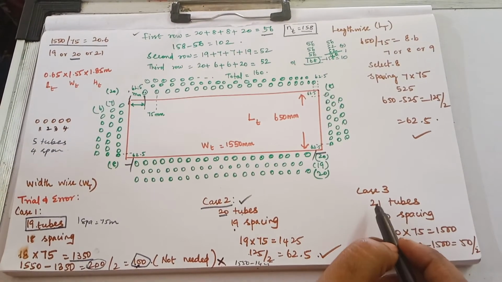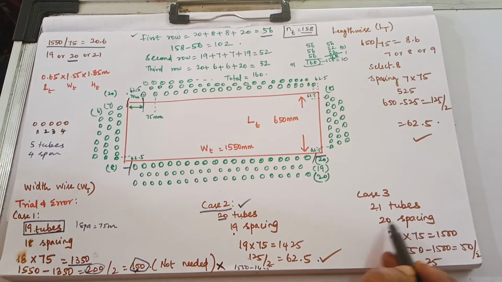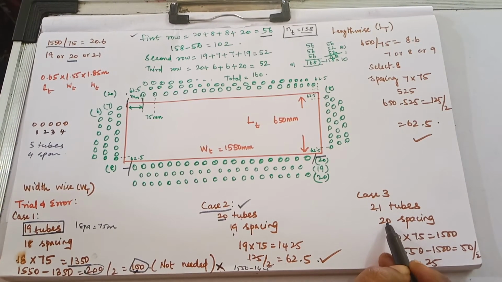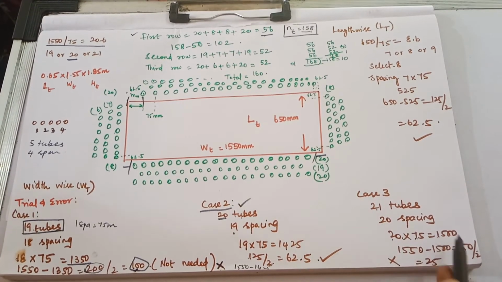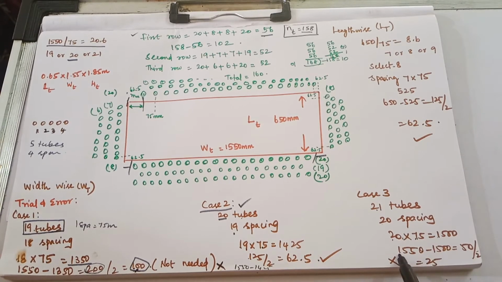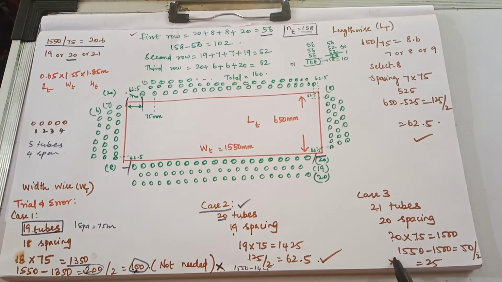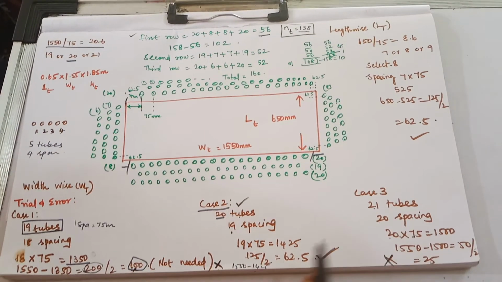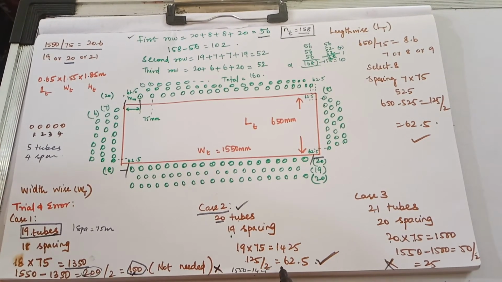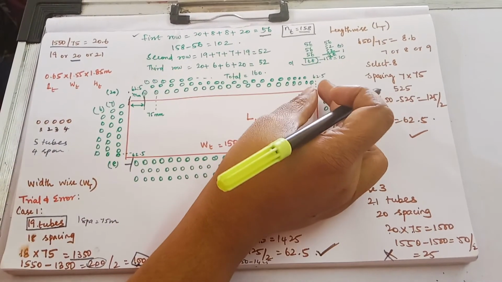Still we can check with 21 tubes. If you are considering 21 tubes, the spacing is 20, so the distance occupied by 21 tubes is 20 multiplied by 75, which is 1500. So the remaining space is only 50. If you split this for either side, it is only 25. So 25 is very little, and it is not an allowable value. So the only possible distance at the ends is 62.5. Here you can give 62.5, and here also you can give 62.5.